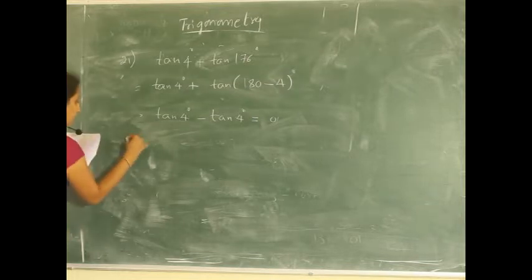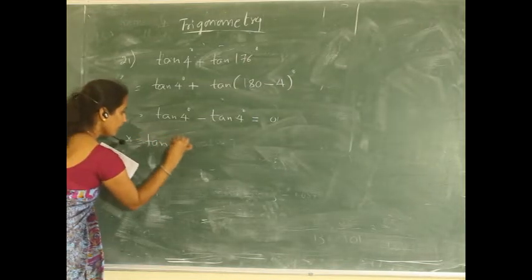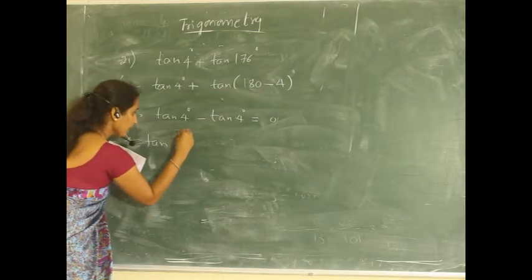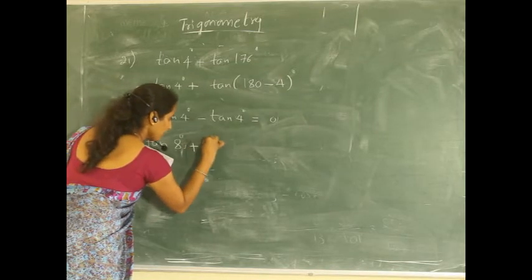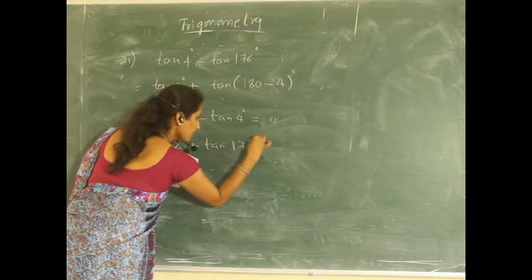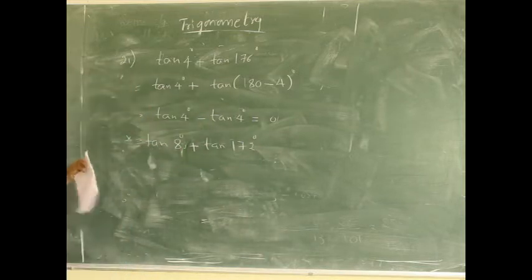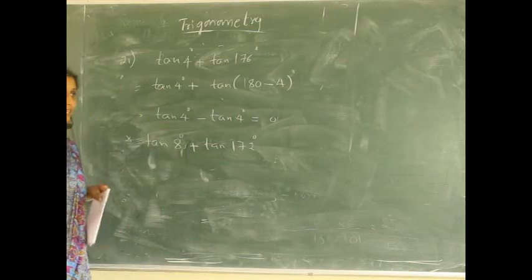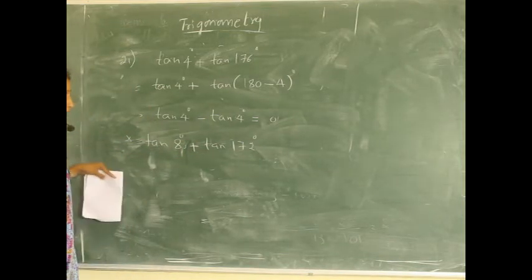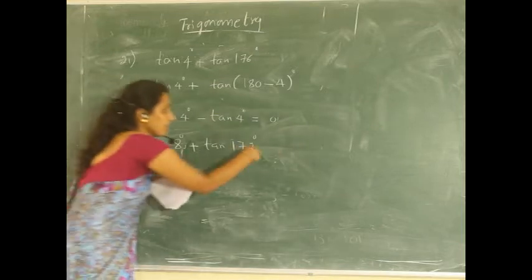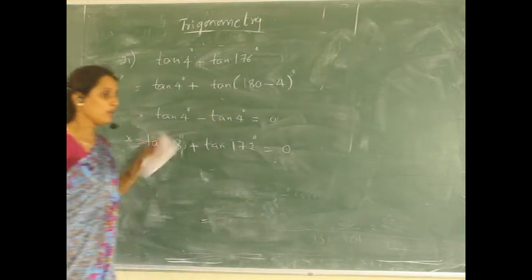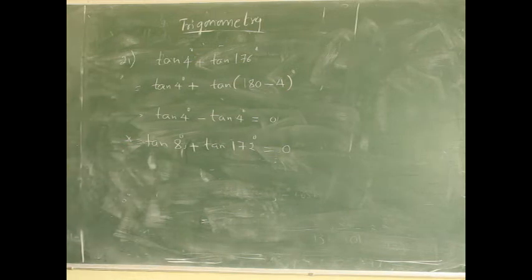Similarly, we can combine tan 8 degree and tan 172 degree. Again tan 172 can be written as tan of (180 minus 8 degree), so tan 8 degree minus tan 8 degree will be 0. Likewise we can combine all the terms.